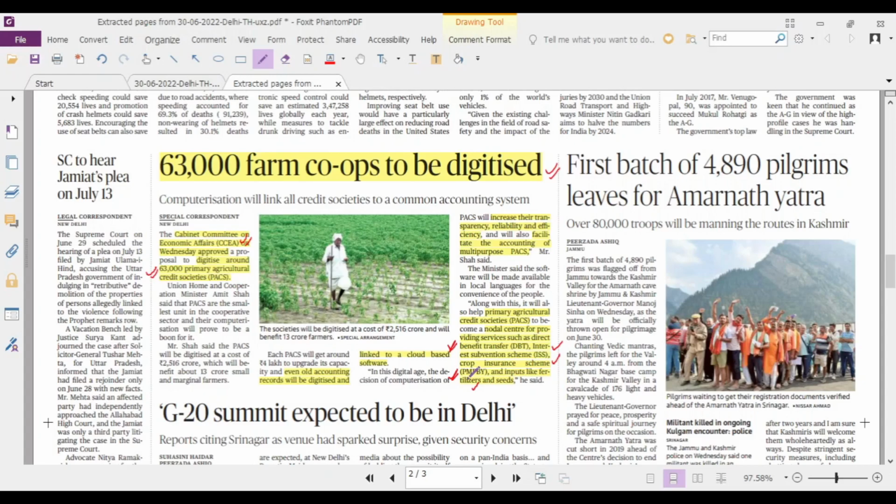So now the government has approved a plan to digitize all these primary agriculture cooperative societies. Under this, the accounting system and all the records of the primary agriculture cooperative societies would be digitized and uploaded into the cloud. So any changes would be automatic, and all the changes would be captured. There would be transparency, and because it is digitized, there would be reliability of the record, and it also leads to efficiency.